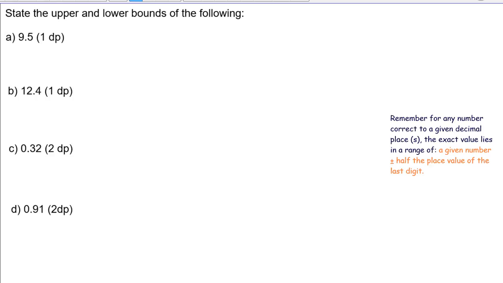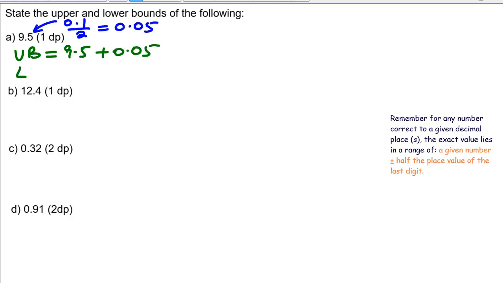Remember, for any number correct to a given decimal place, the exact value lies in a range of a given number plus minus half the place value of the last digit. So just look at the last digit. In this case, the last digit is 0.1 divided by 2, that's 0.05. So the upper bound will be 9.5 plus 0.05. Lower bound will be 9.5 minus 0.05. And then you just get your answers. So 9.55, 9.45.